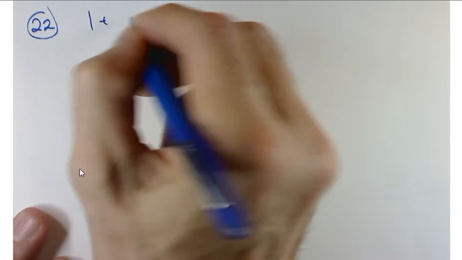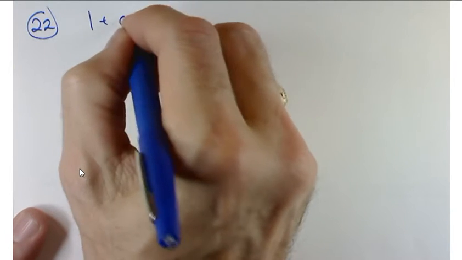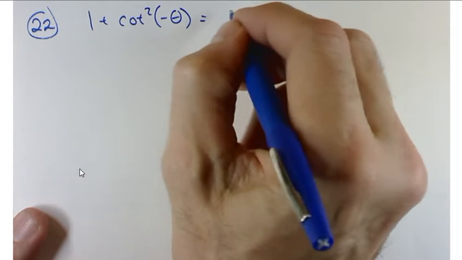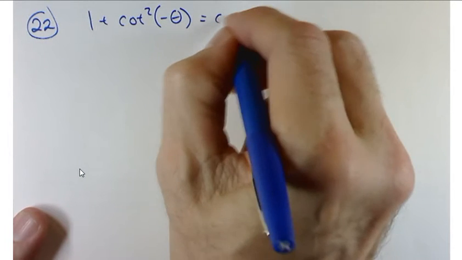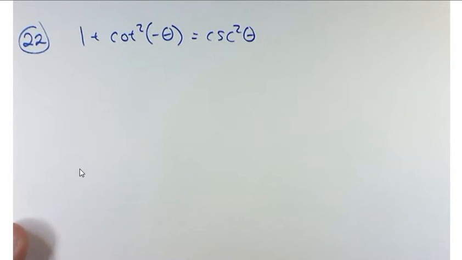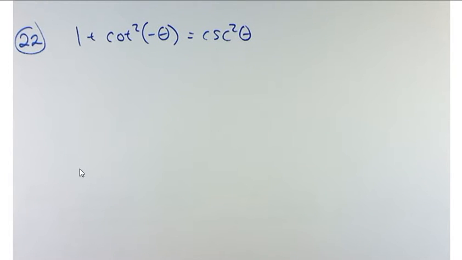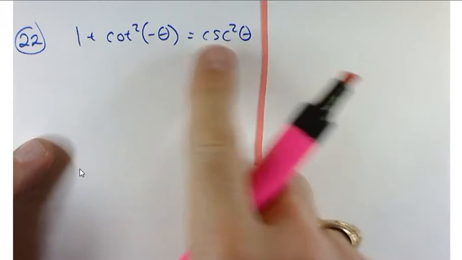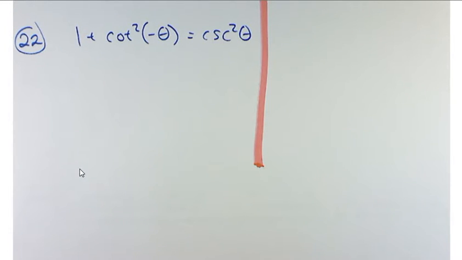Problem 22 asks you to prove this identity: 1 plus cotangent squared of negative theta equals cosecant squared of theta. And one of the things I'm always going to suggest to you, whenever you're working with an identity that has some squared terms, let's go back and think about the Pythagorean theorem.